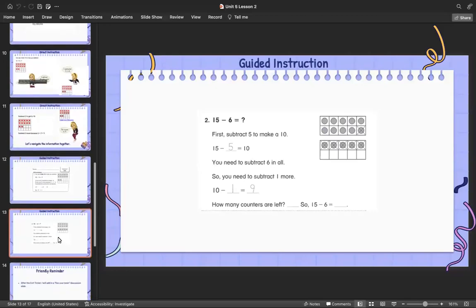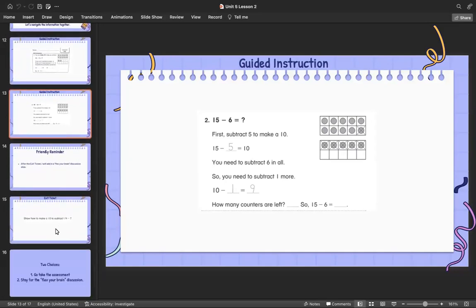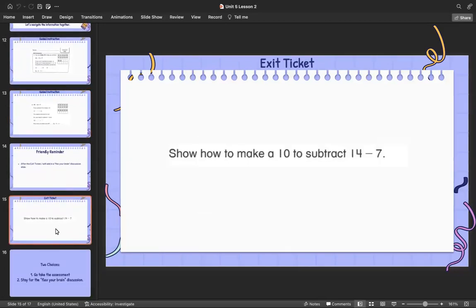Here's our next problem. Jump in with your learning coach. Here is your last problem for today. You are going to show your learning coach how to make 10 to subtract 14 minus 7.